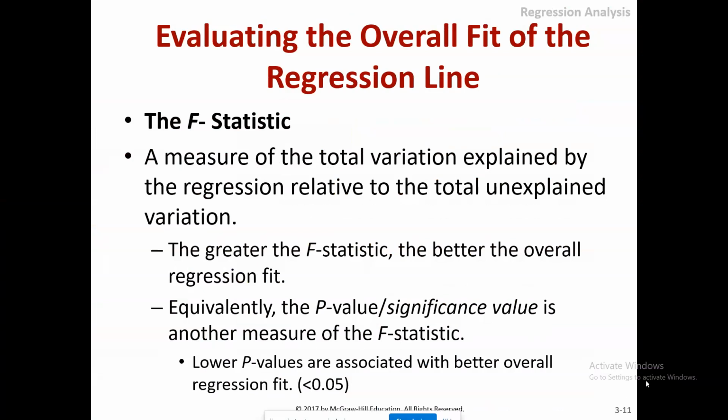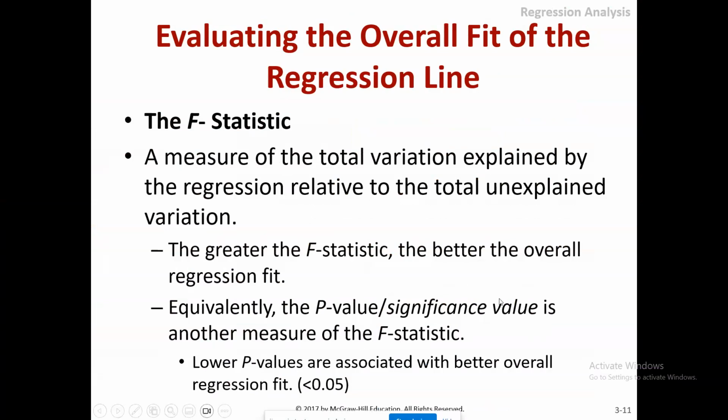Next one is the F statistic. It is a measure of total variation explained by the regression relative to the total unexplained variation. So as opposed to explained variation over total variation, it is a ratio of explained variation over unexplained variation. It's very similar to R squared. Generally speaking, the greater the F statistic, the better the overall regression fit, meaning the explained is much bigger than the unexplained.